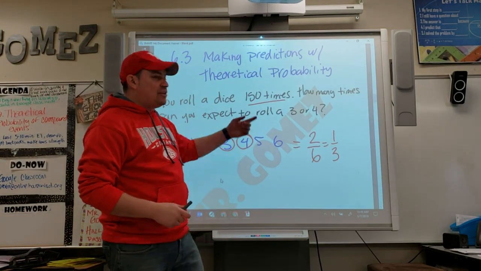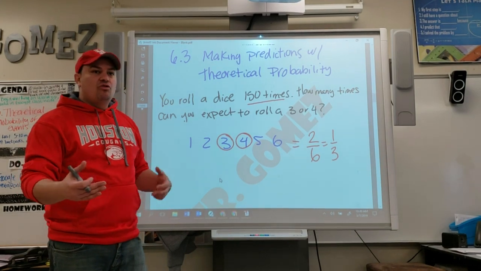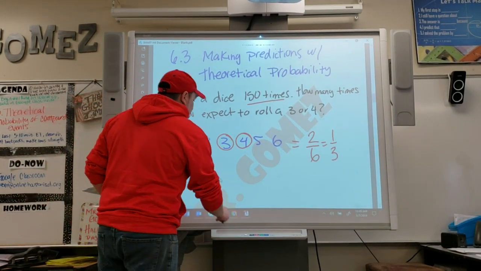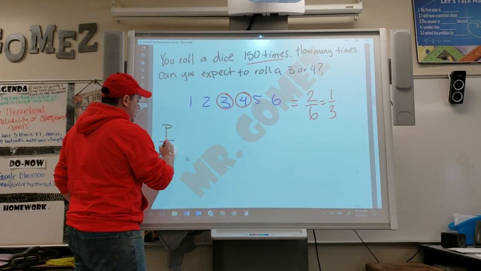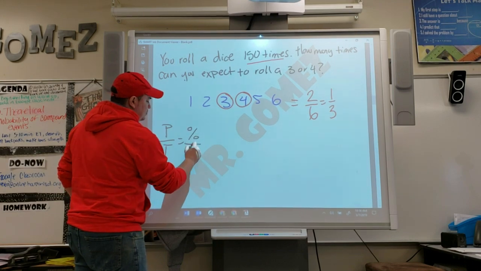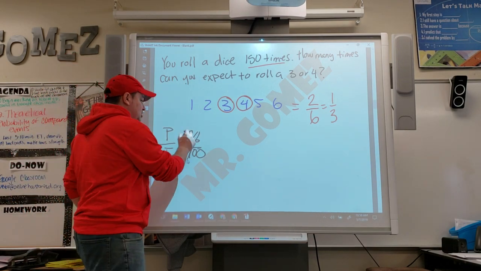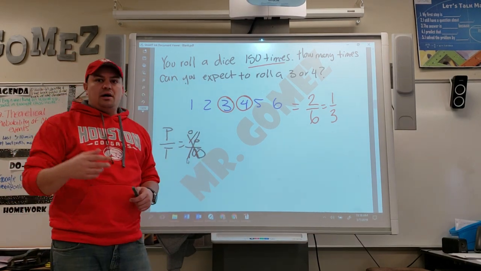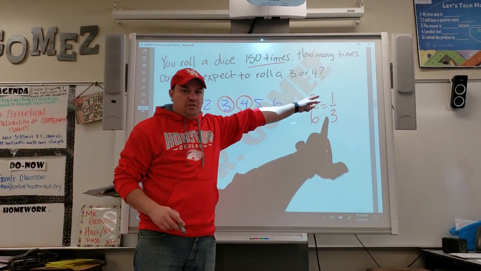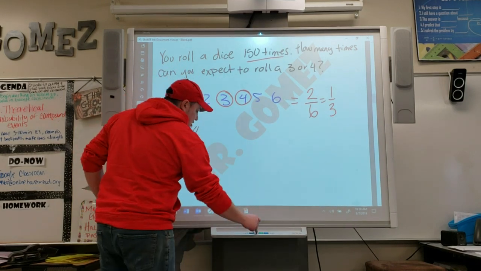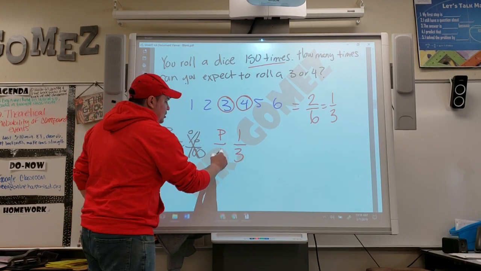And I don't want to repeat this 150 times because it's going to take me a lot of time, right? So we're going to predict what would happen. And for this, we're going to use our old friend, part over total equals percent over 100. That's part over total. You can disregard these things. So we're making a comparison. Okay? So, part over total. We already have our first fraction, which is 1/3. This is the part. It can happen 1 out of 3 times.